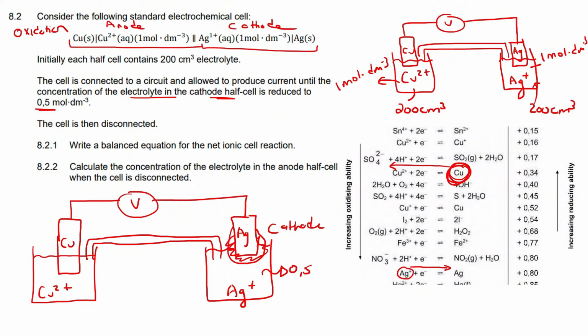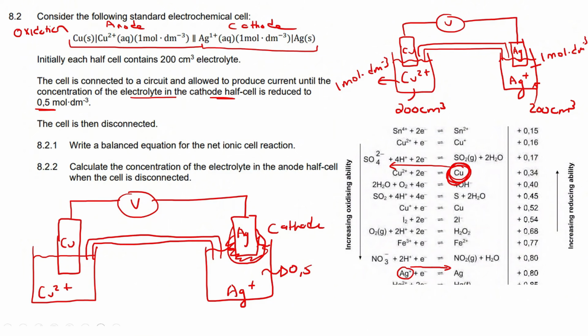But that makes sense, because what did we just say about this electrolyte? What did we say about this Ag+? We said that it's going to decrease. So it makes sense that the concentration is going to decrease in this half cell, but in this half cell it's definitely going to increase, because we said that this is going to become more.